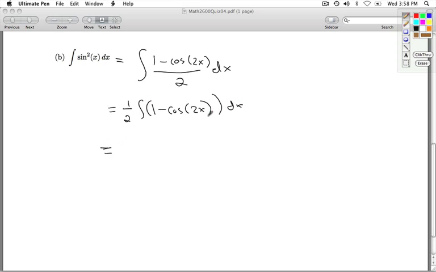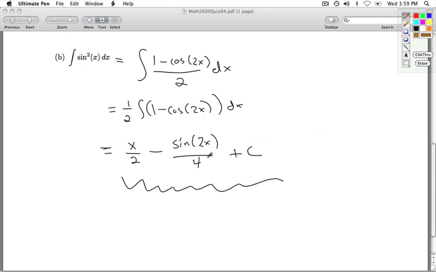So the integral of 1 dx is x, so times 1/2, we get x over 2. The integral of cosine 2x dx is sine 2x over 2, times that 1/2. So that's going to be sine of 2x over 4 plus the ubiquitous c.